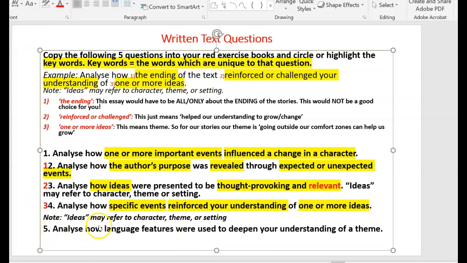Finally, number 5, analyze how language features were used to deepen your understanding of a theme. So these are your 3 parts. Language features, which means simile or metaphor or hyperbole, were used to deepen your understanding. We know what that means, and we know what theme is. So those are the keywords for these 5 questions, and this also is a possible one to answer.